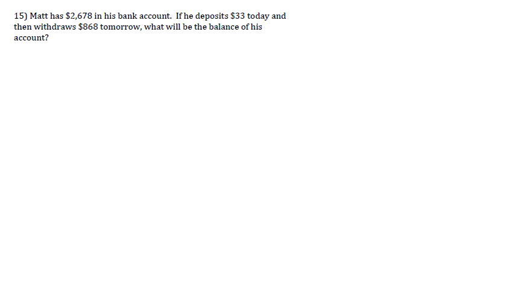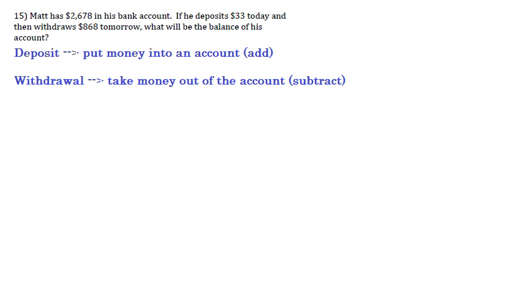So just to remind you here, a deposit is when you put money into your account, which means you're going to add to the amount in the account. And a withdrawal, or when you withdraw something, is taking money out of the account. So that means we would subtract there. We actually need all those numbers. We don't have any extra information. We need everything. We're going to start with the $2,678.